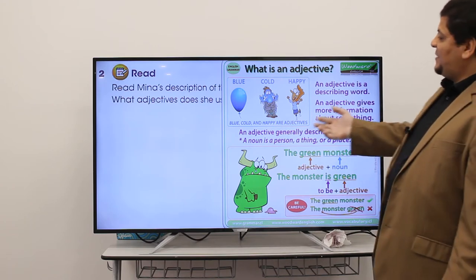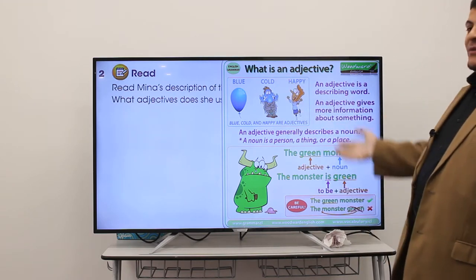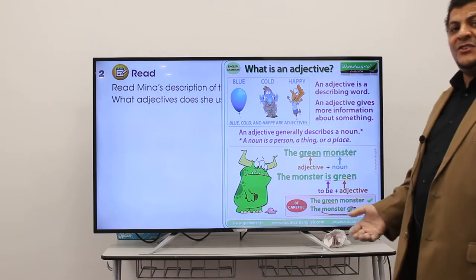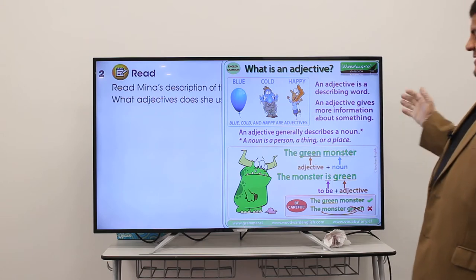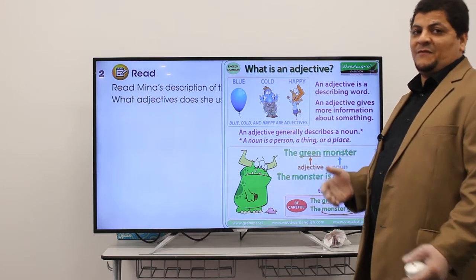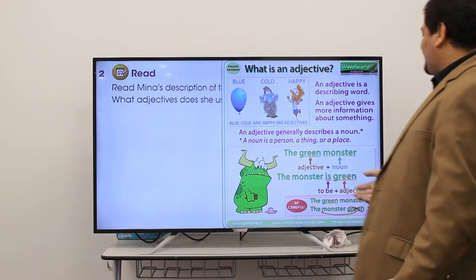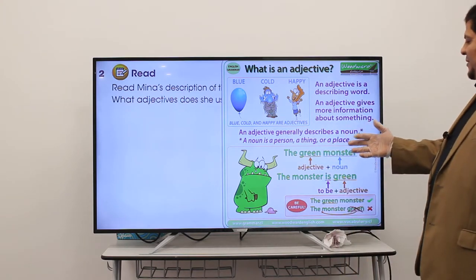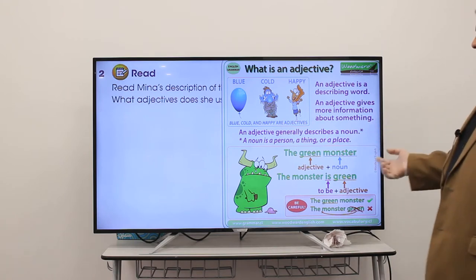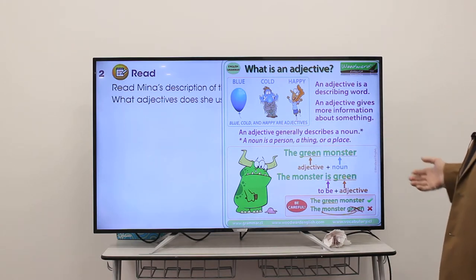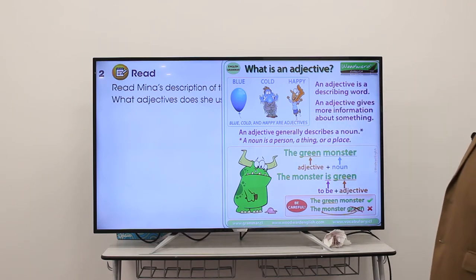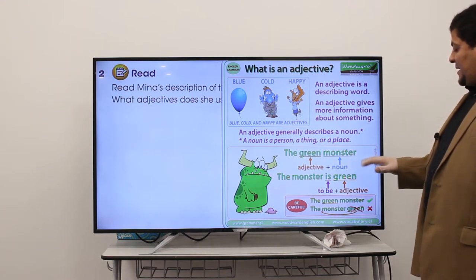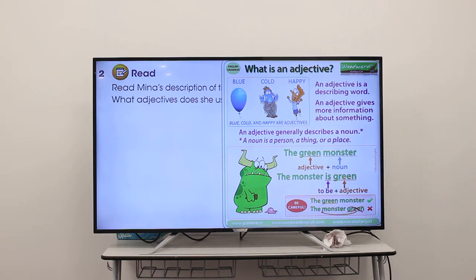For example, if you say something is blue, it's cold, someone is happy, this gives you more information about the noun. Also, an adjective generally describes, as I said before, a noun. It doesn't describe a verb. The one that describes a verb is an adverb. So, look here at this. We write the green monster, but we don't say the monster green, because the adjective goes before the noun. So the green monster, not the monster green. Or we can say the monster is green. So here is how we deal with adjectives.